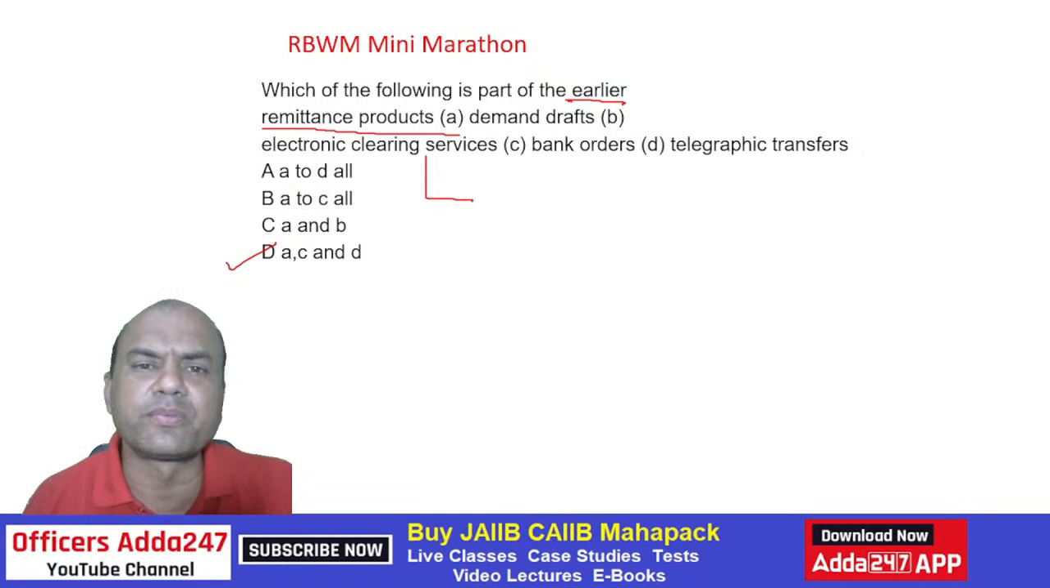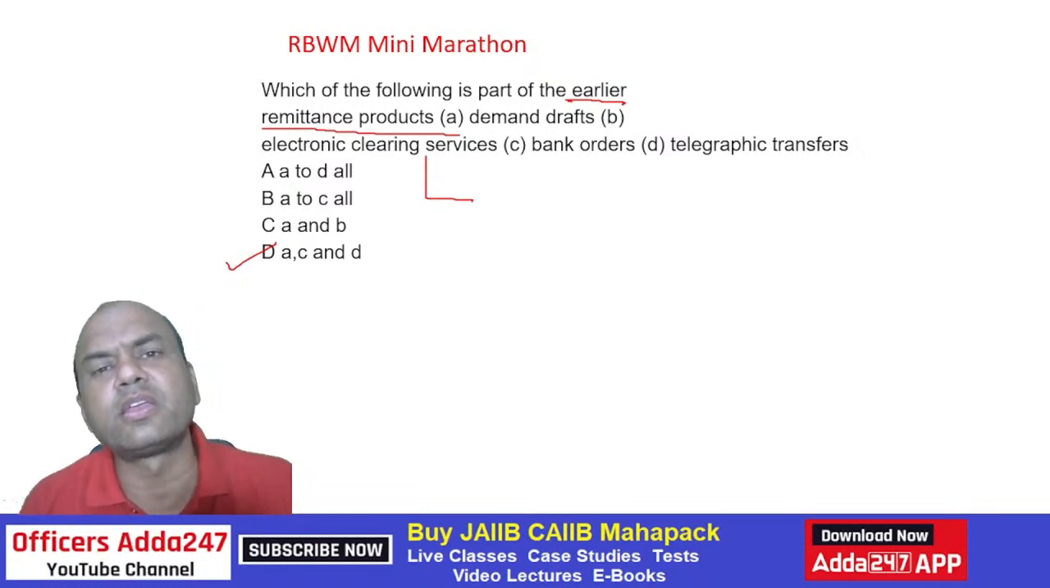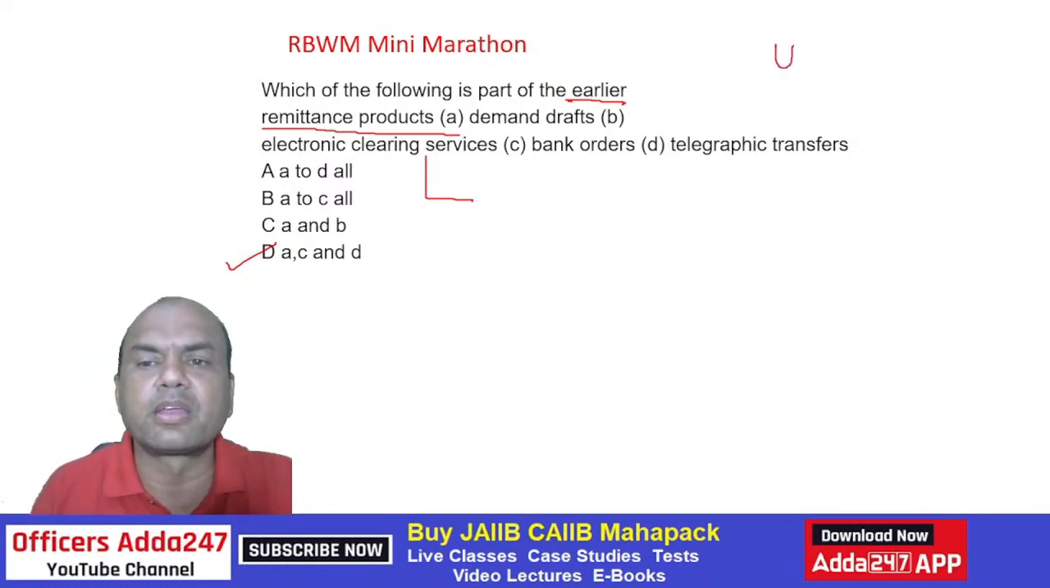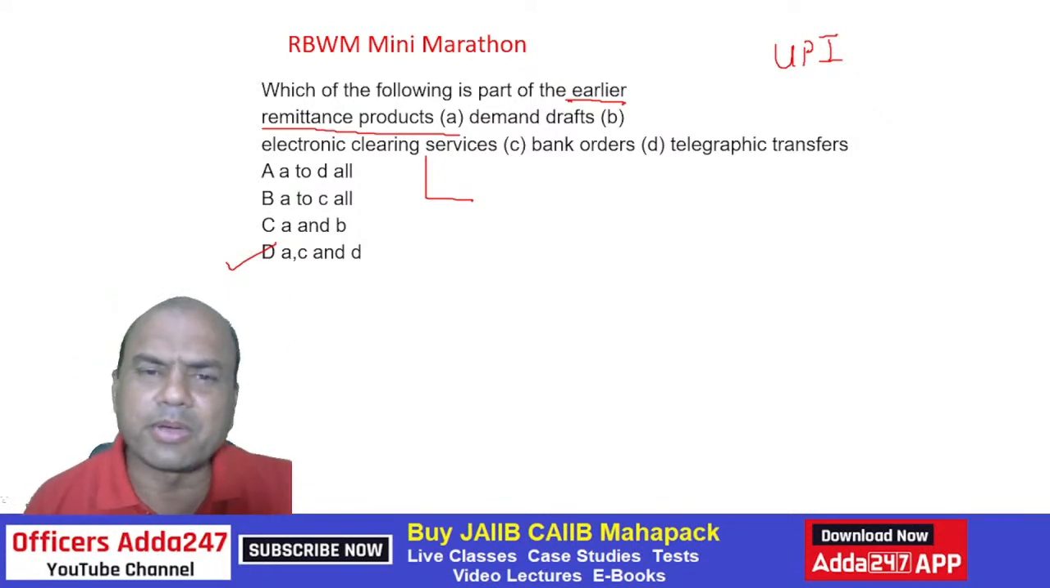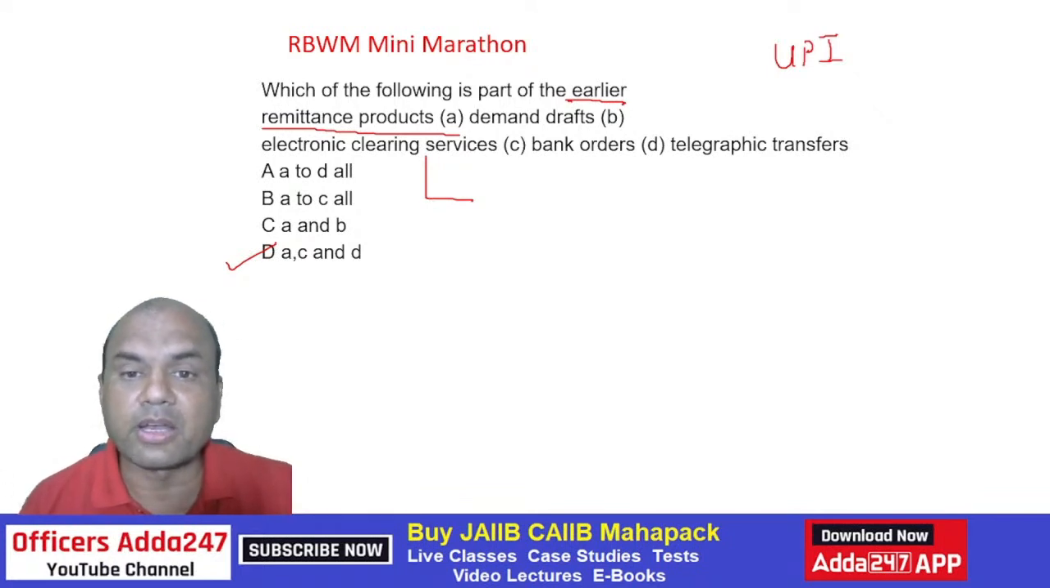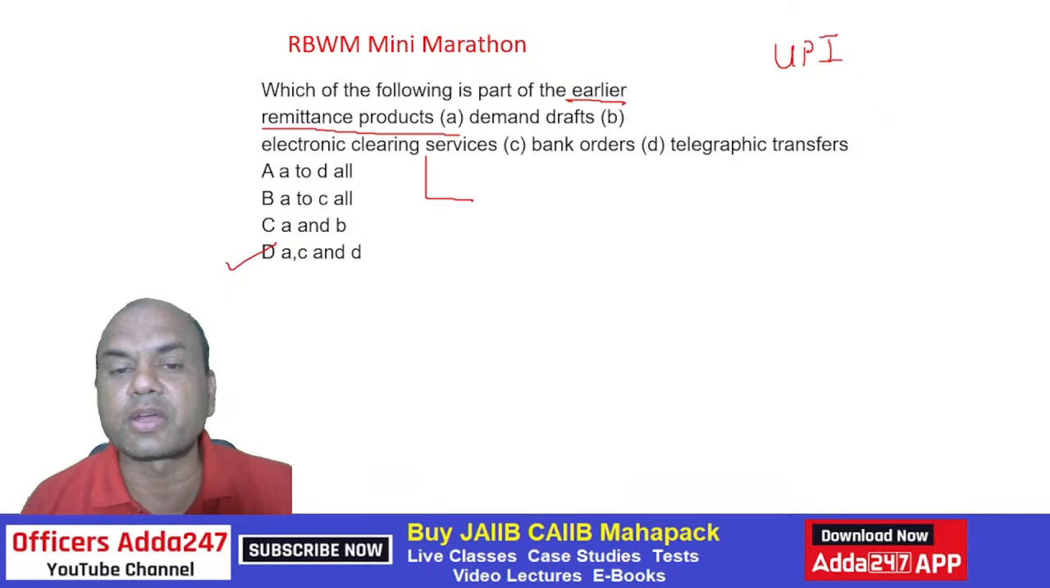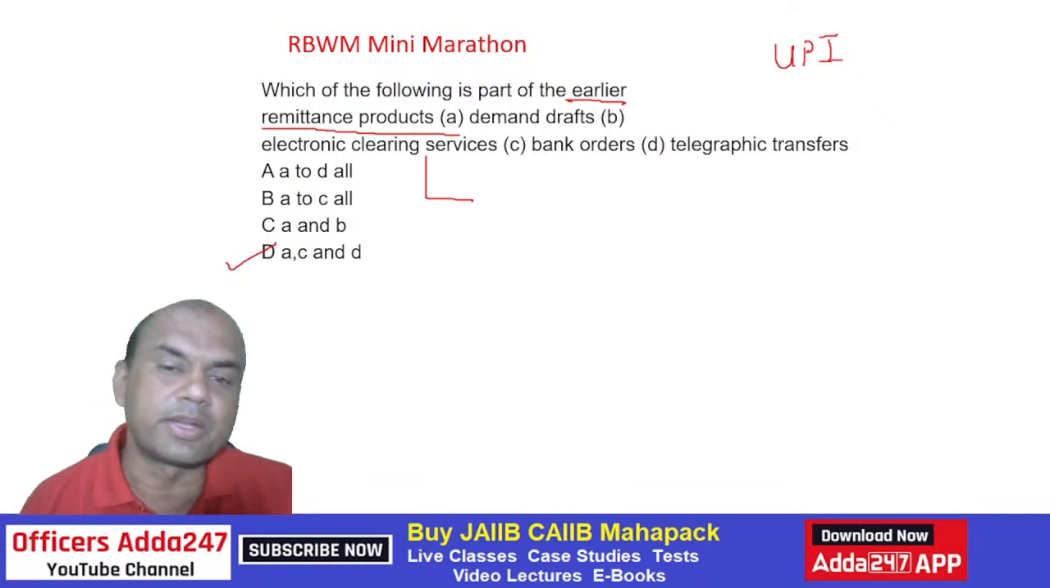Obviously, why should you know? Because now everything you have seen is UPI, right? UPI, then you have NEFT, RTGS, all these you have seen. So why should you worry about this old banking system? That is gone now, okay? And remember, it will never come back again, never ever. So demand draft, bank orders and TT, telegraphic transfers are part of the older remittance products, okay?